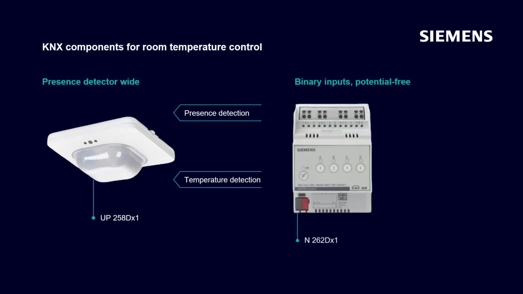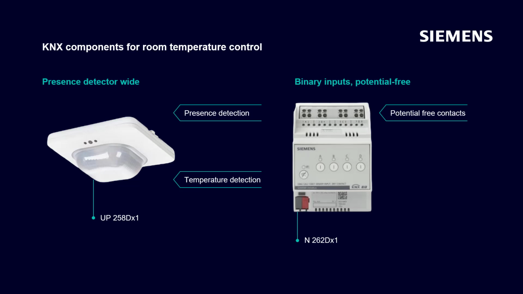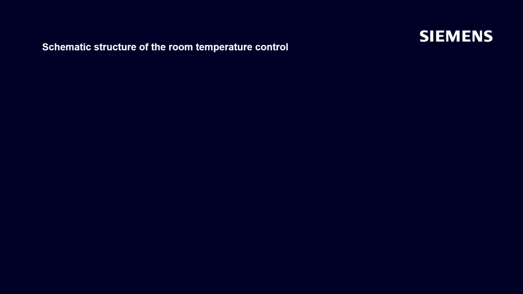The status of the window contacts is detected via potential-free KNX binary inputs and transmitted to the KNX bus. Depending on the installation and mounting options, DIN rail-mounted devices or flush-mounted devices, e.g. a push-button interface, are used here. The schematic structure of the room temperature control is shown below.